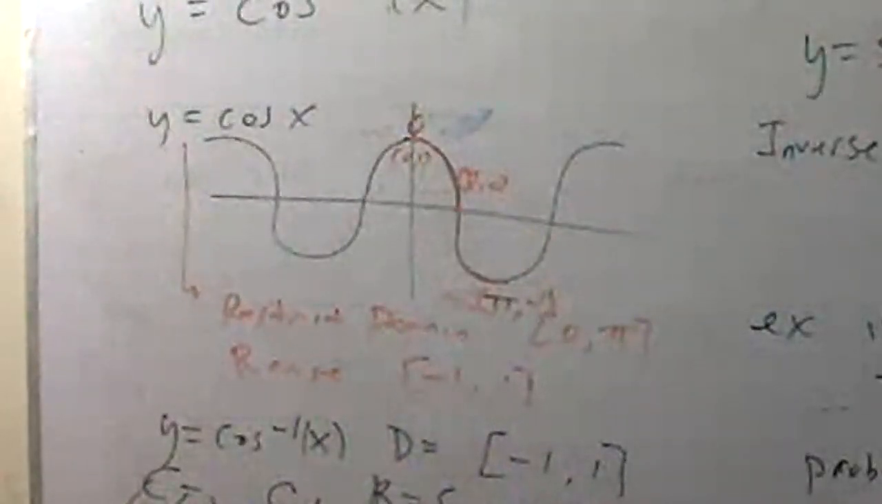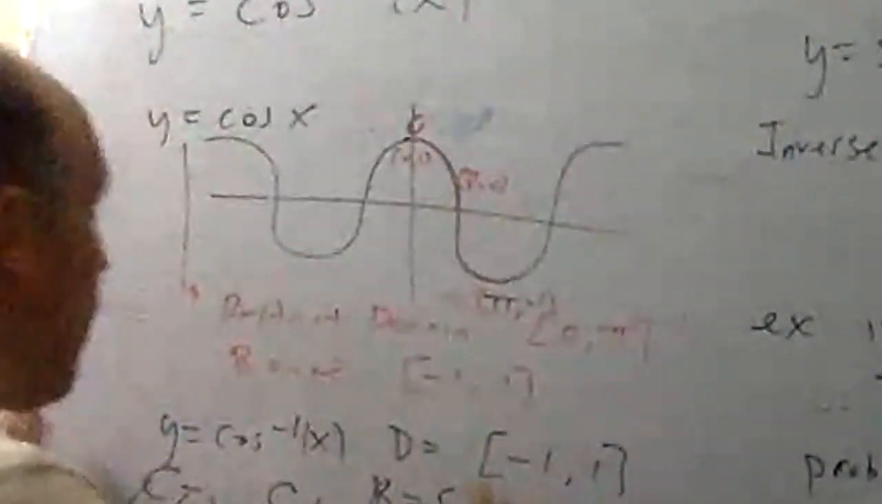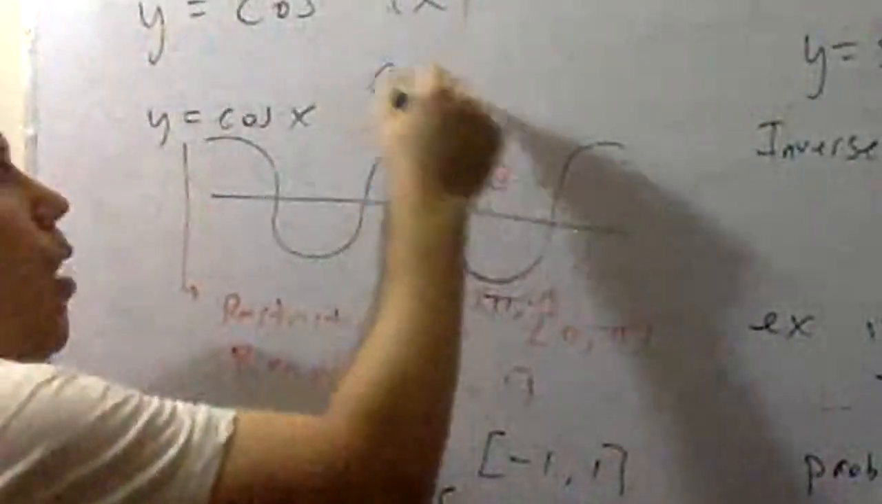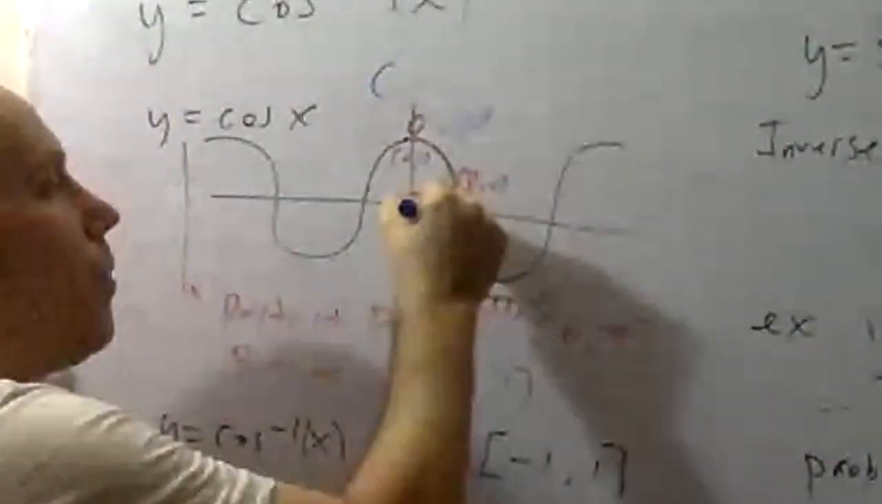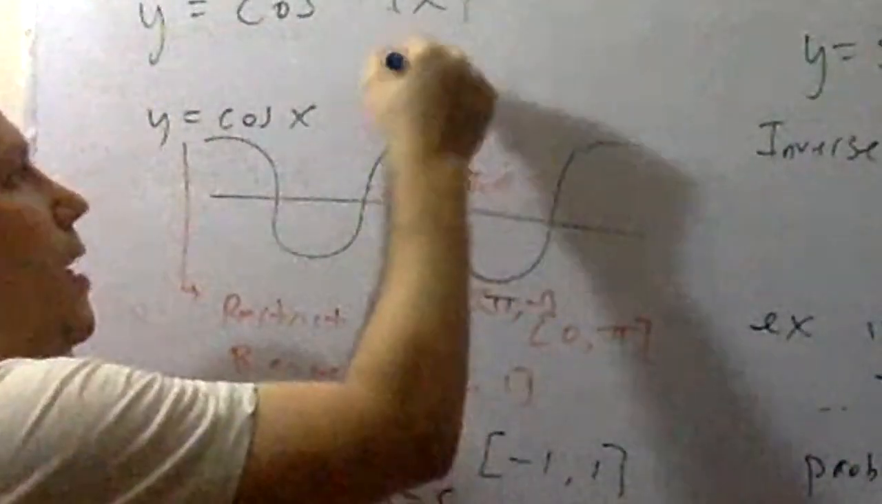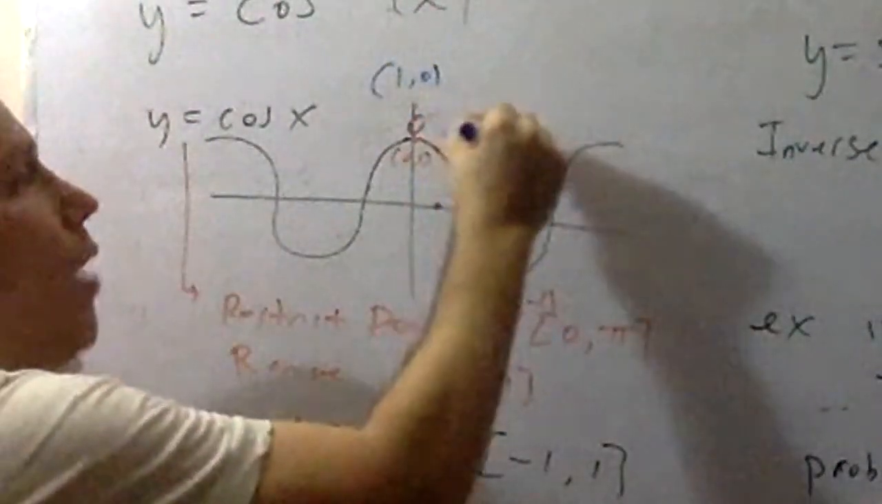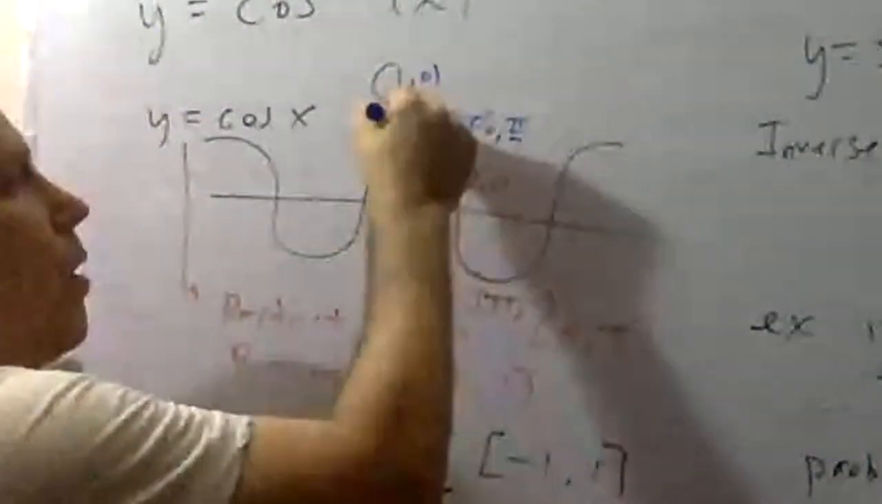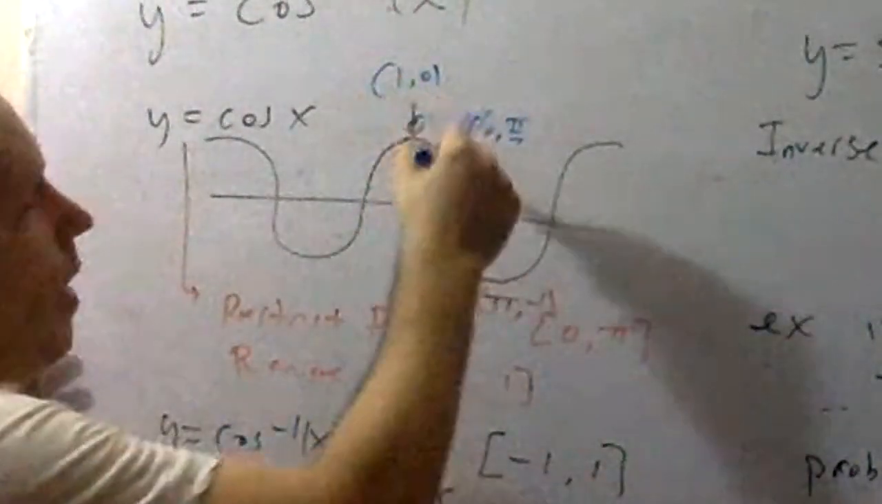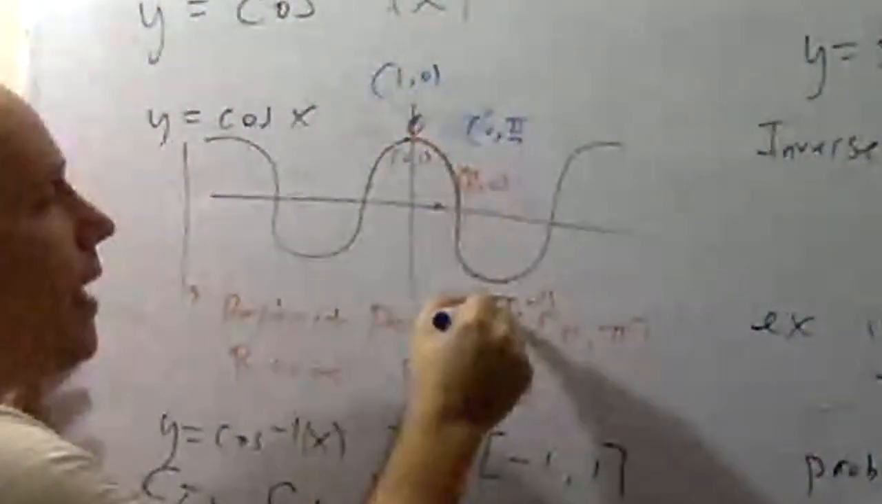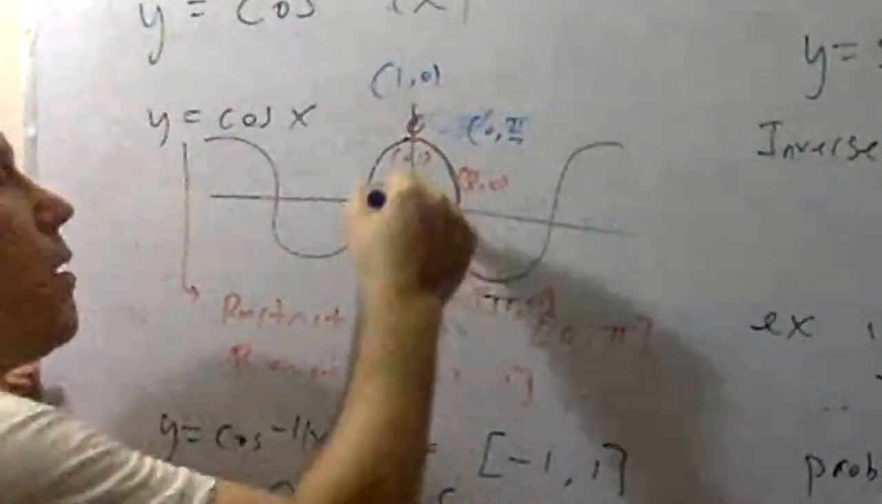So in blue, if we take the inverse, what's the inverse? Well, it's 1, 0. This becomes 0, pi over 2. And then this is negative 1, pi.